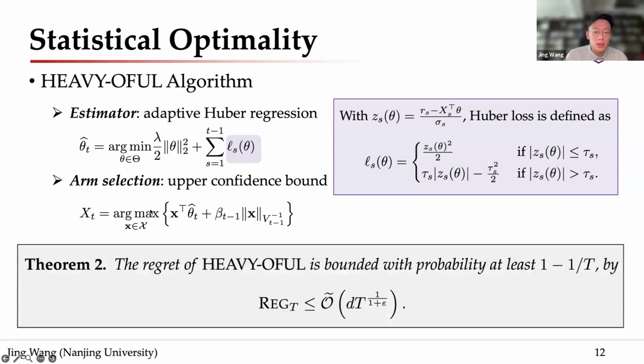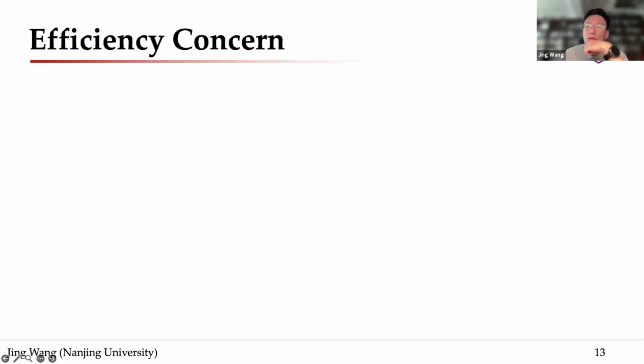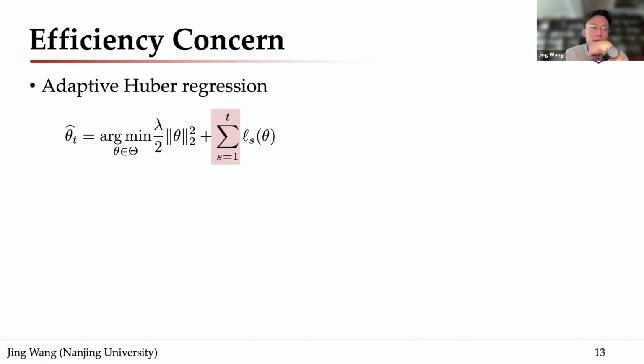And this algorithm already achieves a very elegant result that is optimal for the heavy-tailed noise case, where the regret is bounded by d times T to the 1 over 1 plus epsilon. So this is a very nice work. But we found that this work has some problems, especially for the adaptive Huber regression.